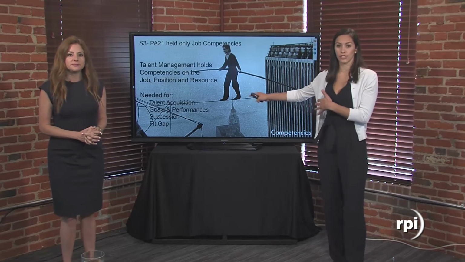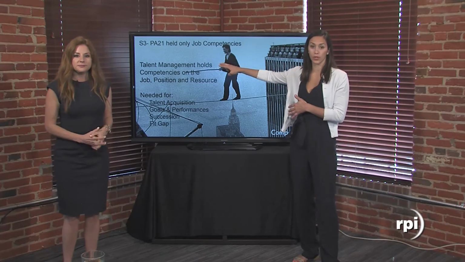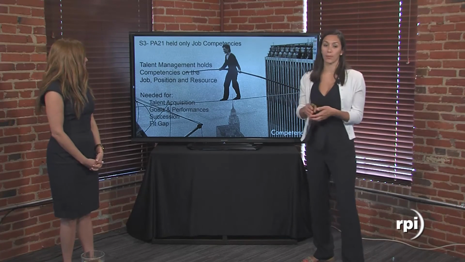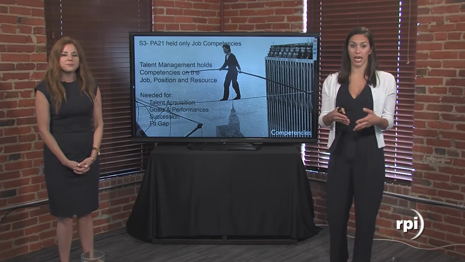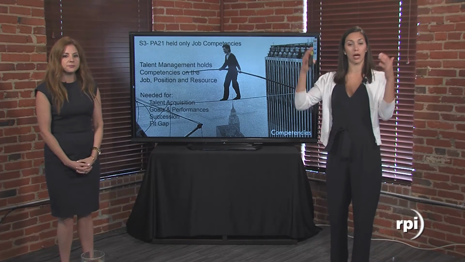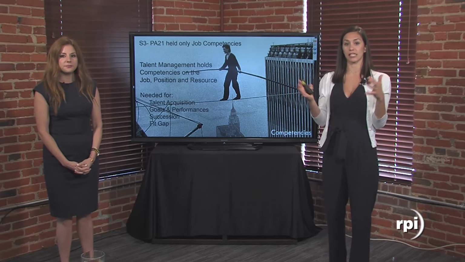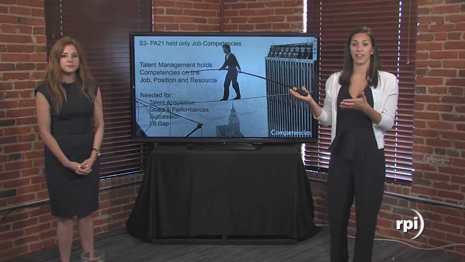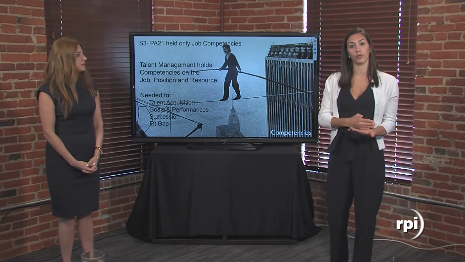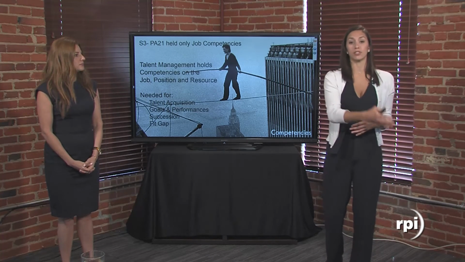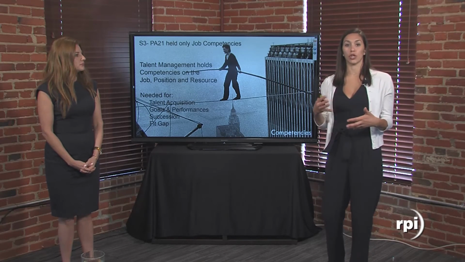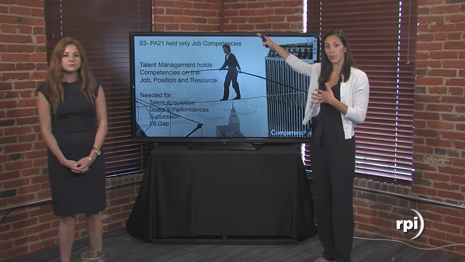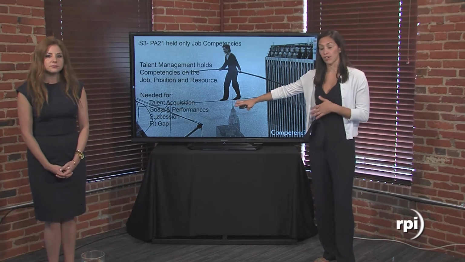S3 competencies versus GHR. In S3, we only had PA21 to hold job competencies. In talent management, you can hold competencies on the job, on the position, and on the resource. So that's great because at the job level, you might want to have a main competency that everybody needs to have. Everybody needs to know how to use a computer or something to that effect. And then lower at each position level, maybe the IT department needs to know how to use the fax machine as well or something. You can put these competencies high up at the job level and then more specific ones down at the position level.